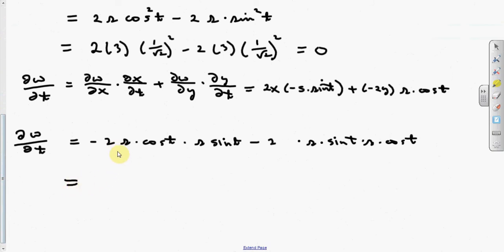So this gives us negative 2 s squared cosine t sine t minus 2 s squared cosine t sine t.